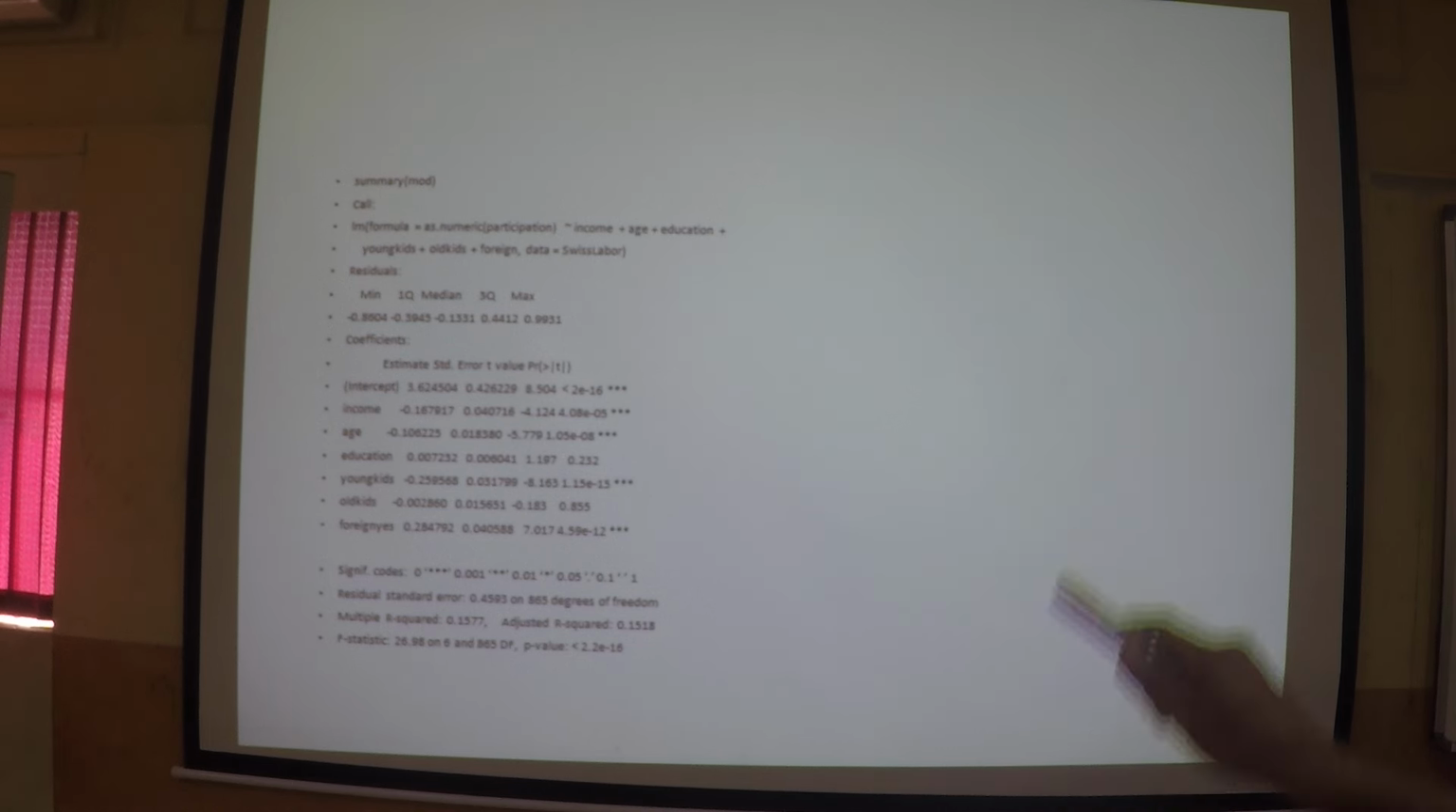So it says, given everything else the same, if you take all foreigners and all Swiss people who are identical in all other respects, that is, they have the same income, the same age, the same education, the same number of young kids, and the same number of old kids, then the percentage of foreigners who are working will be 28% more than the percentage of Swiss people who are working.